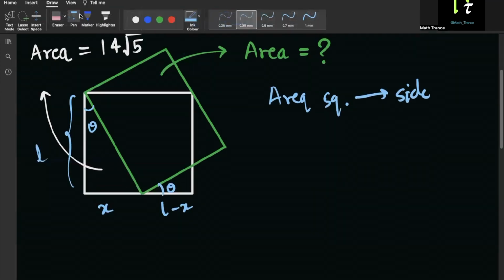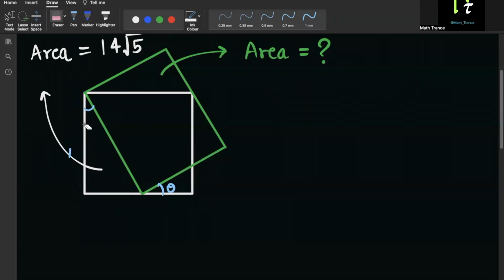Yeah, I'll have to erase the stuff. Small eraser and the small eraser. Okay, that is kind of enough for me.